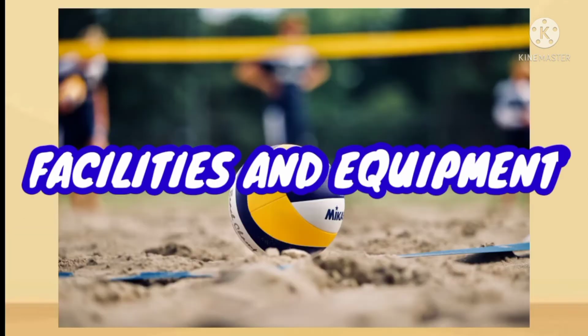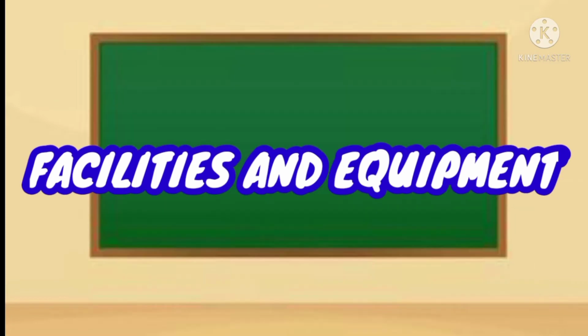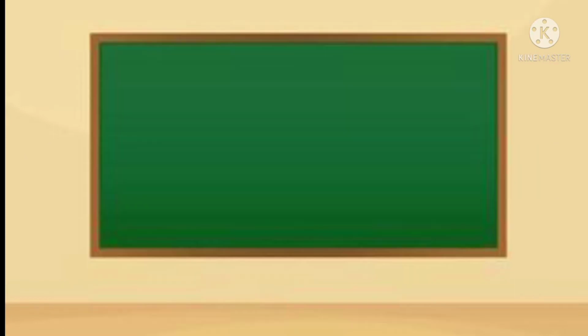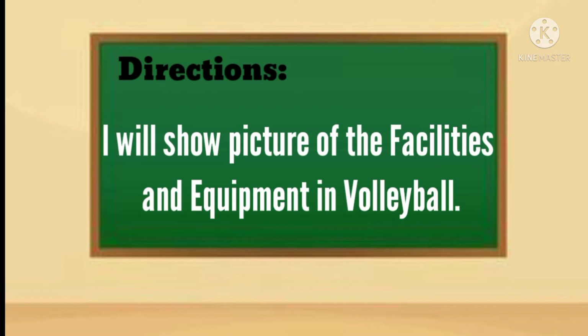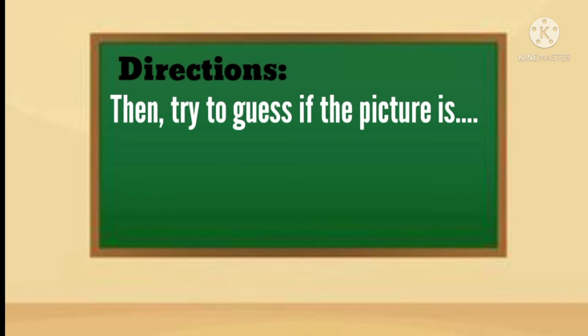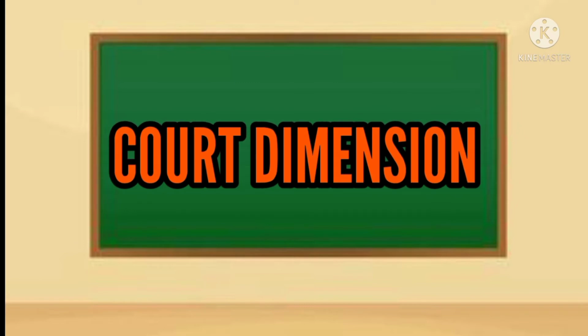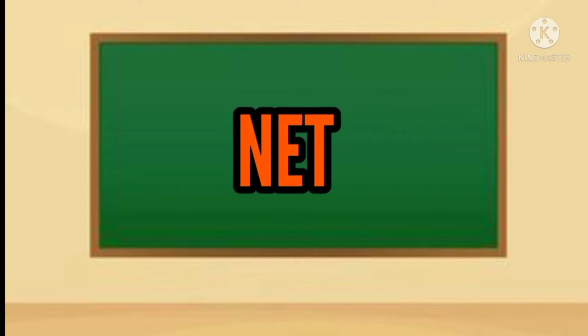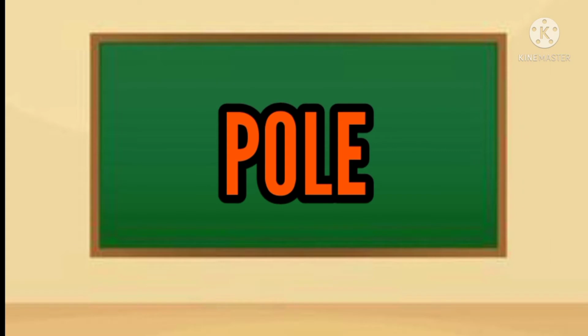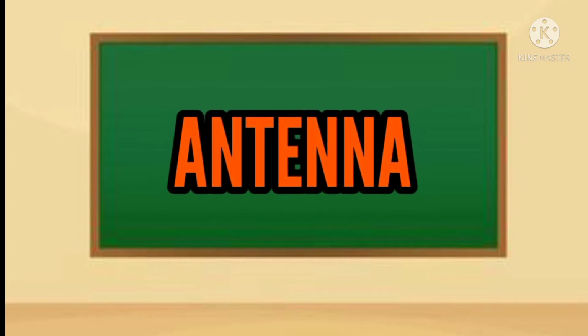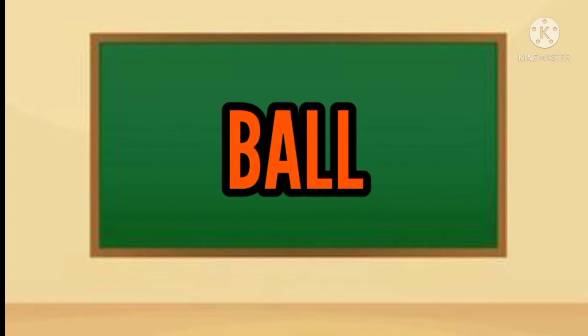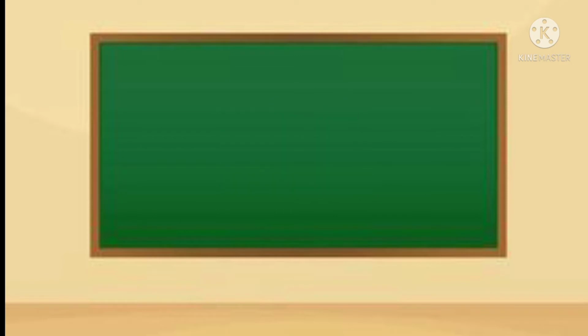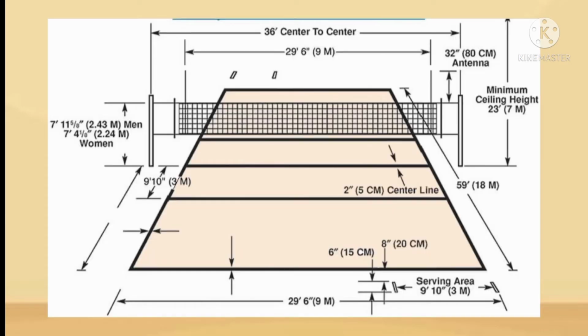Before we continue, let us check your prior knowledge about the facilities and equipment in the game volleyball. Directions. I will show a picture of the facilities and equipment in volleyball. Then, you will try to guess if the picture is court dimension, net, pole, antenna, or ball. Okay, let's begin. Number 1.